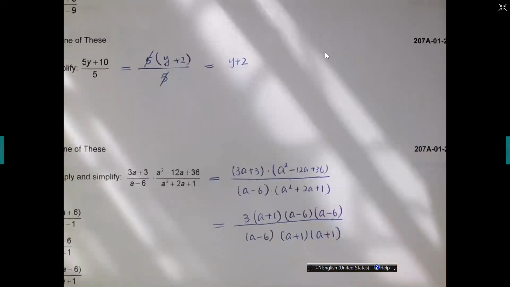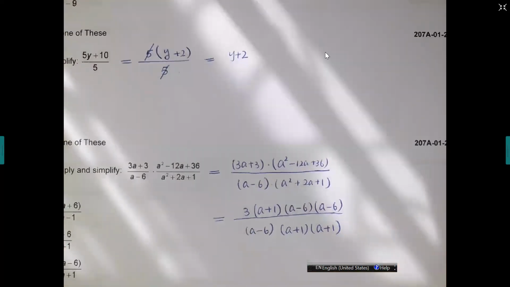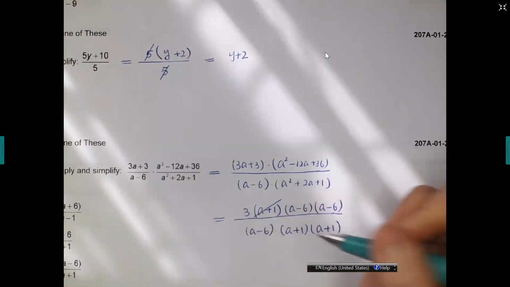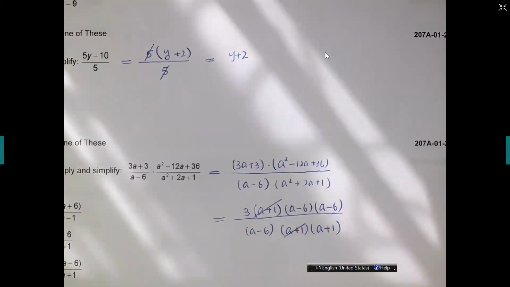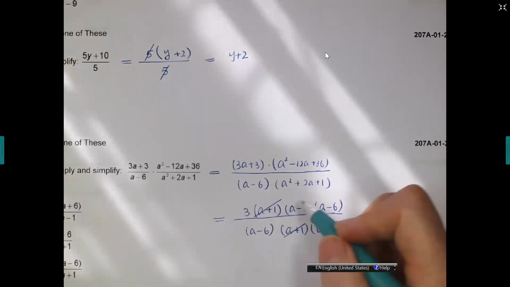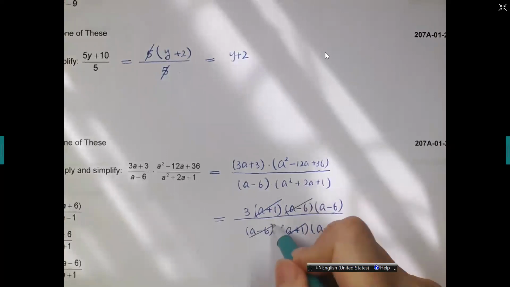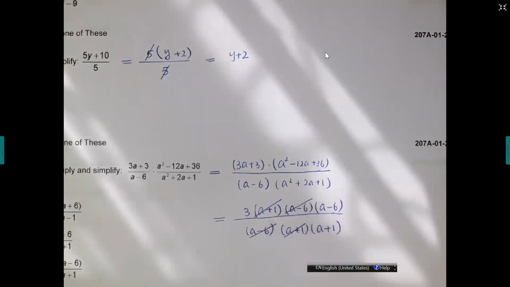Okay, when we get to this step, use the fingers and eyes. Do we see anything in common? I see a plus 1, a plus 1. Those two cancel each other. Make sure you cannot cancel this a plus 1 twice. One factor can only cancel another one factor. This one cannot cancel both of them. Do I see anything else in common? I see a minus 6, a minus 6. Okay, there are no more common factors.